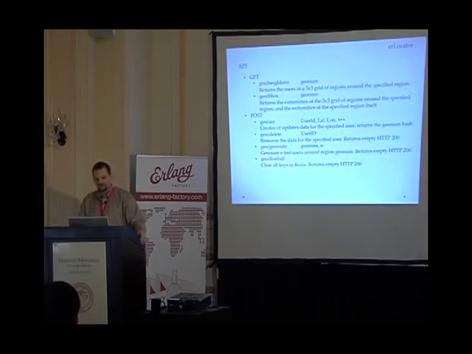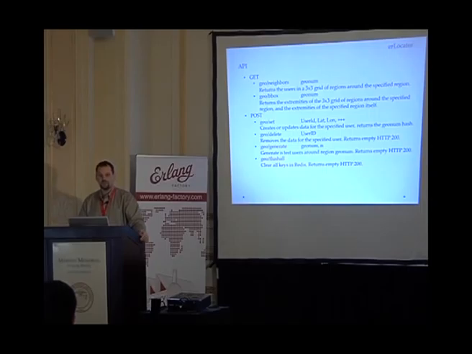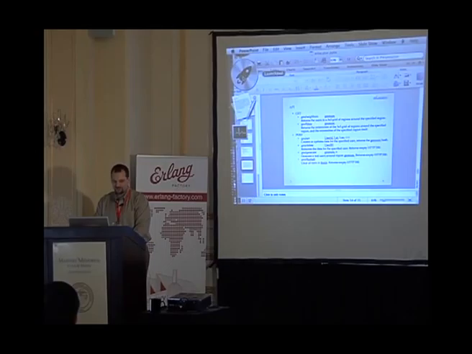The last is an explanation of the API that we exposed. We're getting geo neighbors. You pass in a geonum, and it returns all the neighbors in a 3x3 grid. Very simple. There's a bounding box target that will show you what the region is. And then for the POST, there's a set and a delete. The last two are sort of the reason that you would never expose this publicly. You've got a generate, which will randomly create neighbor entries, just for testing purposes, and of course, you would never want that in production. And then there's flush all, which clears all the keys in Redis, and you would also never want that in production.